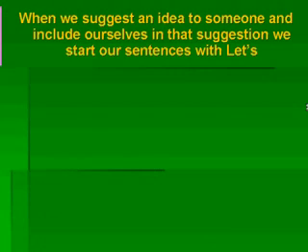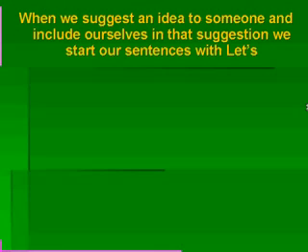Now we look at how to use let's. Well, when we suggest an idea to someone and include ourselves in that suggestion, we start our sentences with let's, or we use let's to make such kind of suggestions. Remember that when you do not include yourself in any suggestion, you use should, right? But when you make a suggestion and that suggestion is also for you and for another person, you start your sentences with let's.